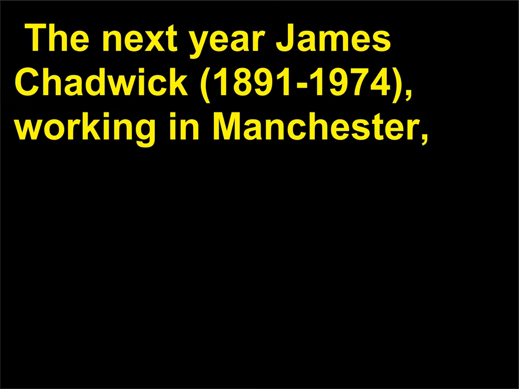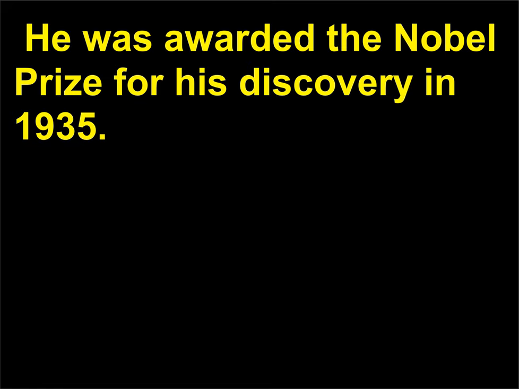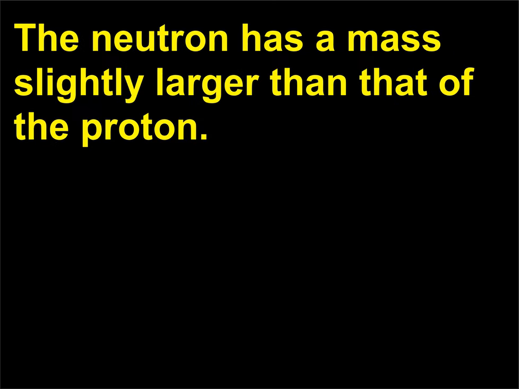The next year, James Chadwick, 1891-1974, working in Manchester, England, experimentally confirmed the suggestion. The particle was named a neutron, combining neutral with the ending of the word proton. He was awarded the Nobel Prize for his discovery in 1935. The neutron has a mass slightly larger than that of the proton.